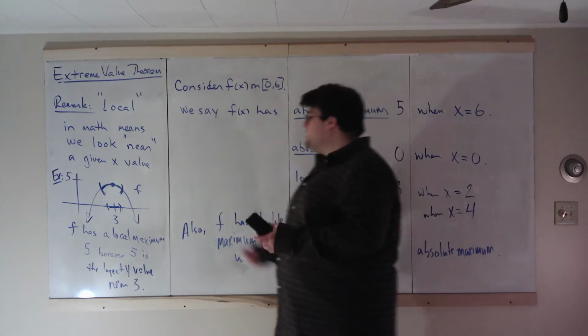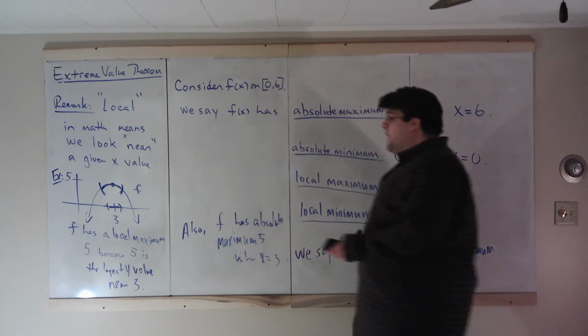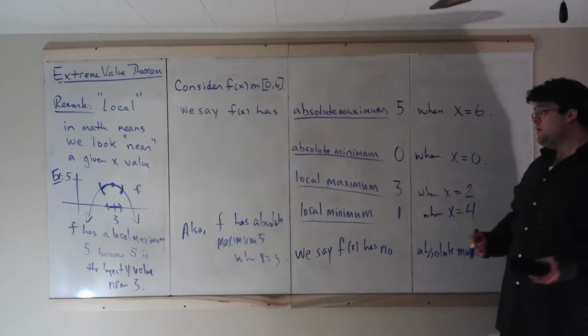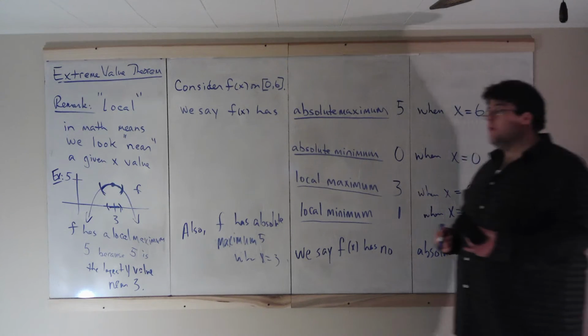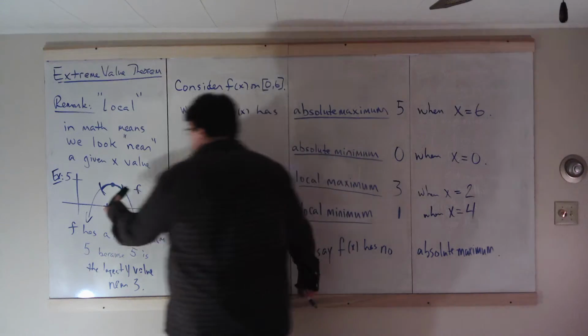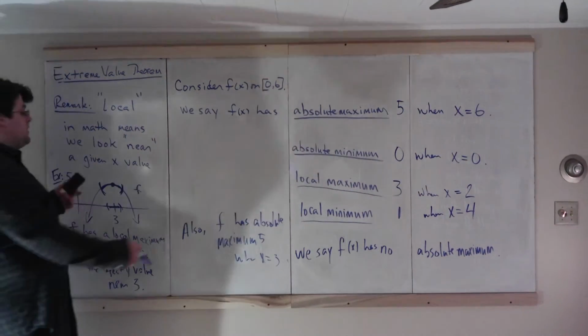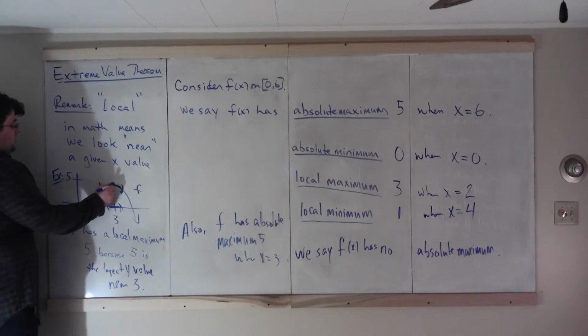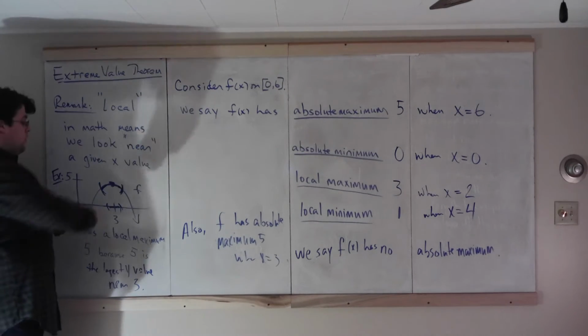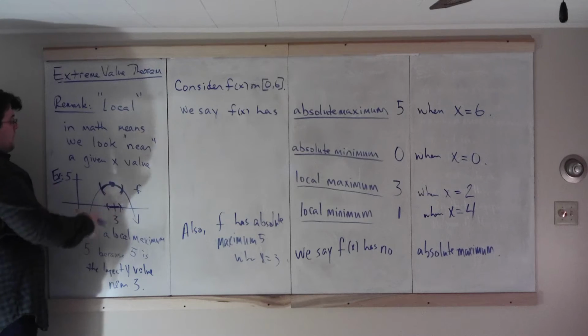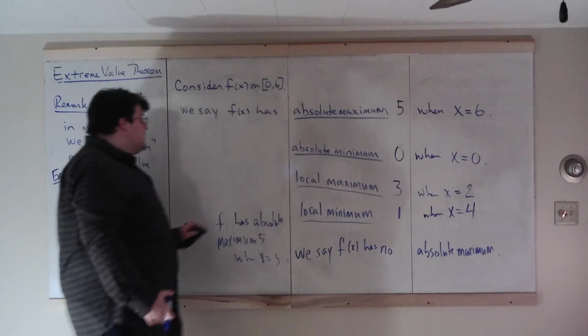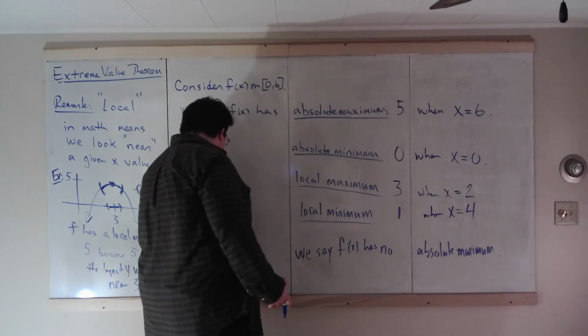But this example illustrates that a local maximum could be an absolute maximum as well. And an absolute maximum could be a local maximum as well. In that first example, they were all different, but here, the largest y value also corresponds to the largest y value nearby. And in that first example, that was not the case.